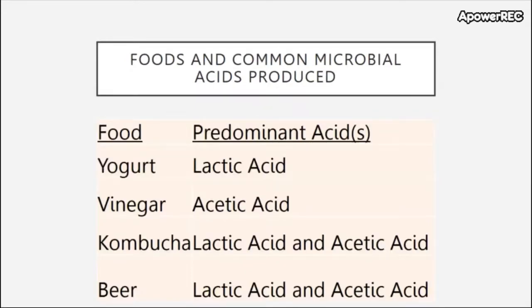Here is a list of foods and the common microbial acids that are produced within them. For foods, we start with yogurt, which has lactic acid, which you've probably heard of, a byproduct of lactic acid bacteria. For vinegar, it's acetic acid. For kombucha, we can have lactic acid and acetic acid as the main constituents. In beer, you can also have lactic acid and acetic acid as the main constituents.